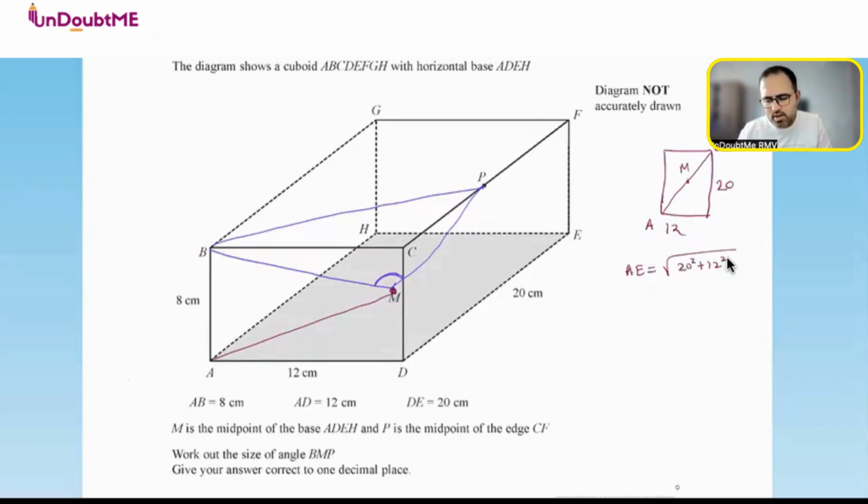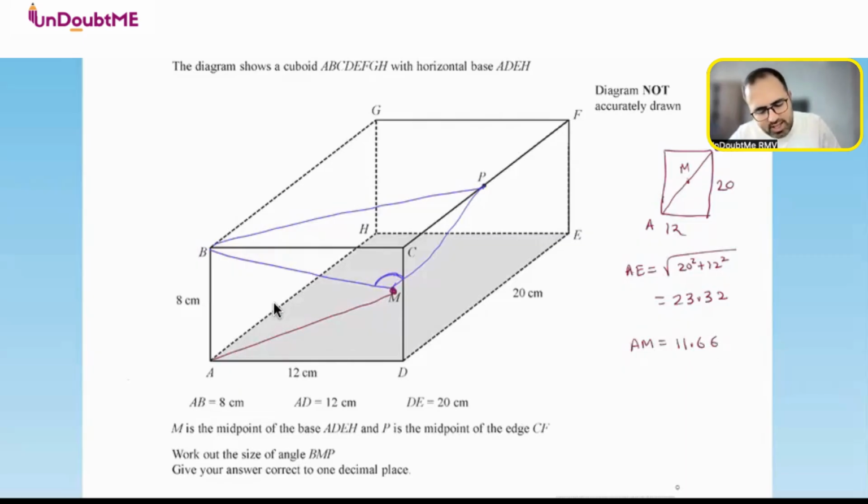So 20 square plus 12 square and square root. This comes out to be 23.32, and then we need to half it. So on halving, I will get AM, that will be 11.66.